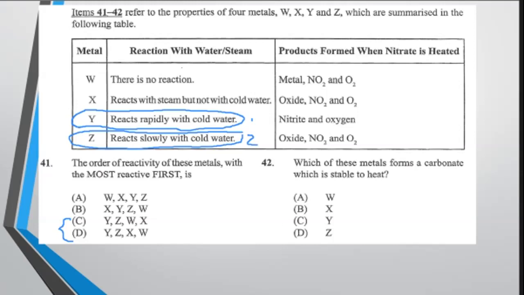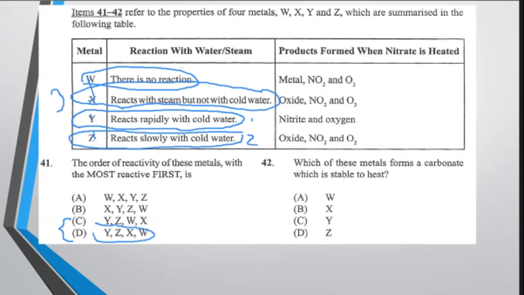Then we're looking at the one that is reacting but not reacting with everything. That's X. X reacts with steam but it doesn't react with cold water. So this one is the third one. And then the fourth one, we have W, which doesn't react at all. So we're looking for YZXW. That gives us D as our answer. Y, Z, X, and W.